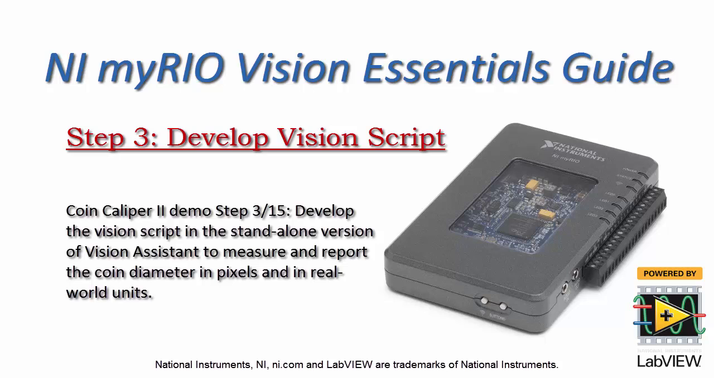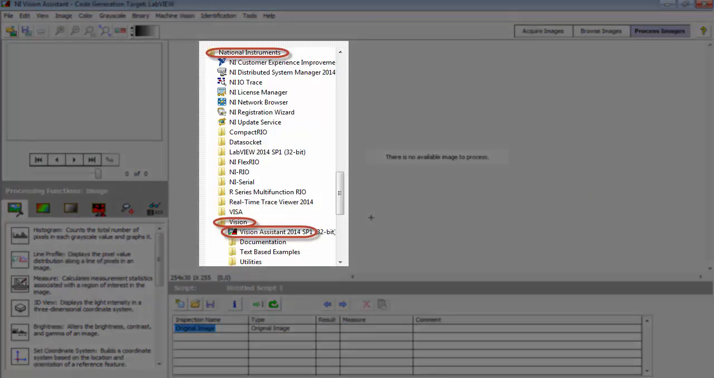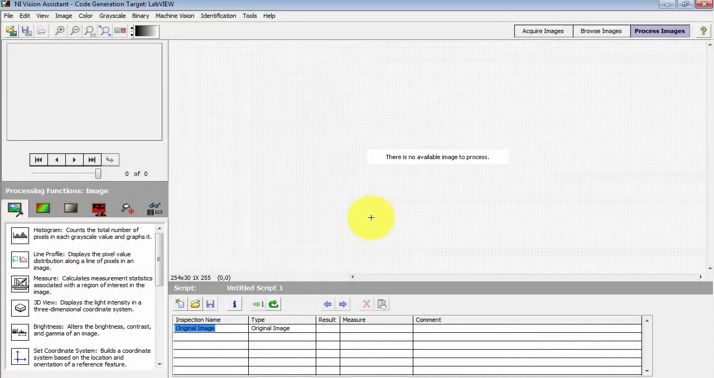Let's use the standalone version of Vision Assistant to develop the vision script. You can find the standalone version right here. Push the Windows Start button and then navigate accordingly to your National Instruments installation.